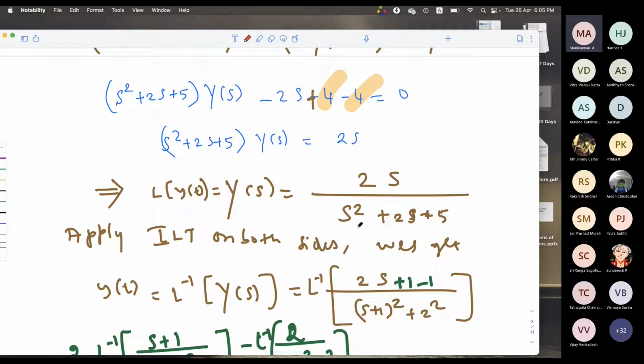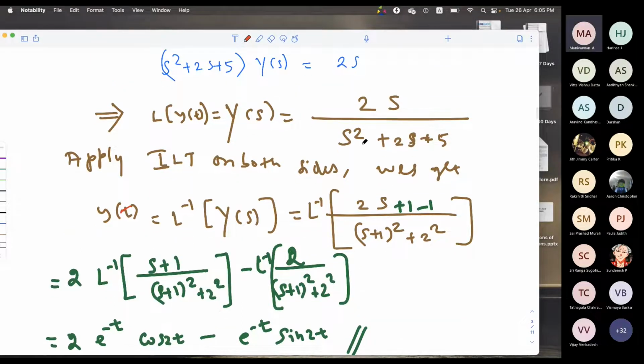Now applying the inverse Laplace transform on both sides, we get L inverse of y of s, which is y of t, equals L inverse of 2s upon s squared plus 2s plus 5. The denominator can be written as s plus 1 whole squared, that is s squared plus 2s plus 1, plus 2 squared. But I have to take this s to the outside of this part, so what should I do here?